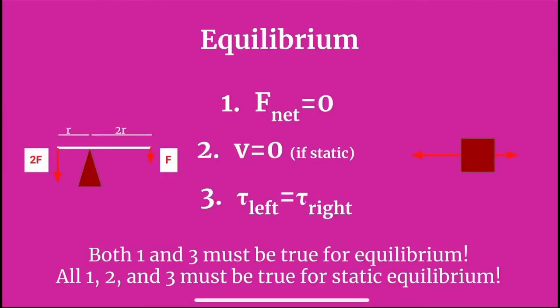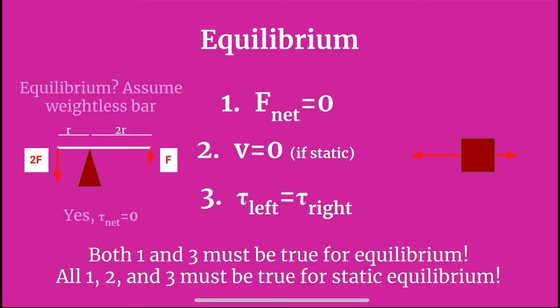Does the left meet these criteria? The torque from the force on the left is the product of 2F and 1R, making it 2FR. The torque from the force on the right is the product of 1F and 2R, making it also 2FR. Because the opposite torques cancel out, there is zero net torque. We have to make the distinction, rather, that the bar is weightless because otherwise its weight force could create an additional torque depending on the location of its center of mass. So yes, this is an equilibrium, assuming the bar is weightless.